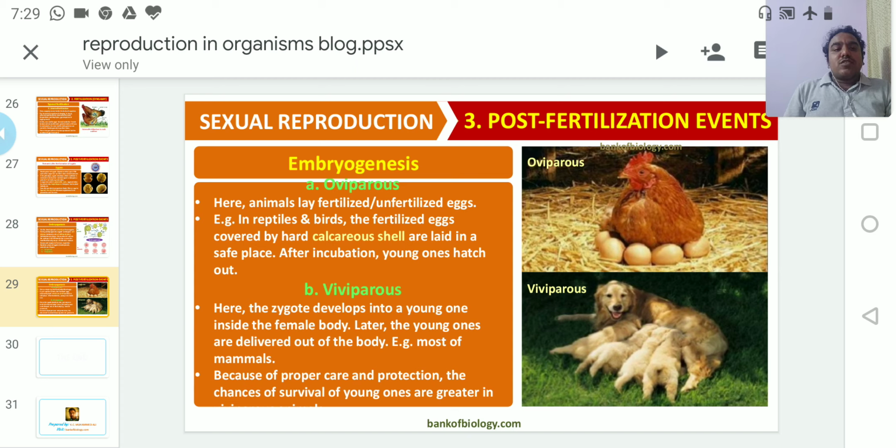Because as I said, in the case of oviparous animals, they lay the eggs outside. There are a number of cases where they may get destroyed because of environmental factors or another organism. But in the case of viviparous animals, because of proper parental care and protection, the chances of survival of the young ones are greater compared to oviparous.